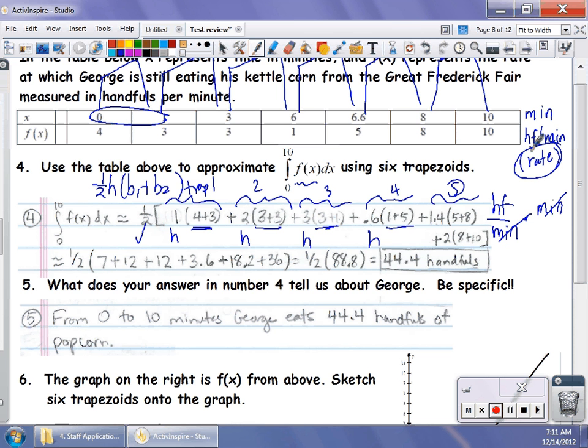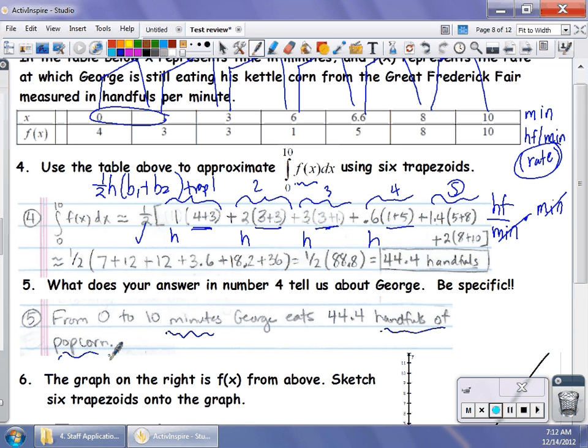Problem number 5. What does your answer in number 4 tell us about George? Be specific. Now, when I say be specific, I'm just saying what was the time, what were the units. So from 0 to 10 minutes, George eats 44 handfuls, there are my units, handfuls of popcorn. Number 6, the graph on the right is f of x from above. Sketch 6 trapezoids onto the graph.